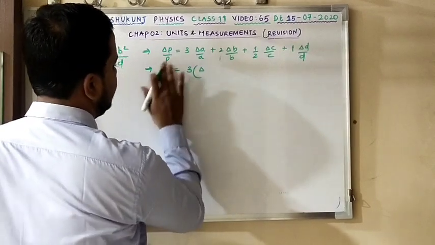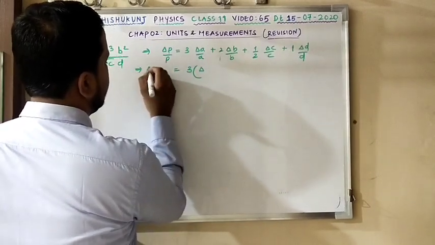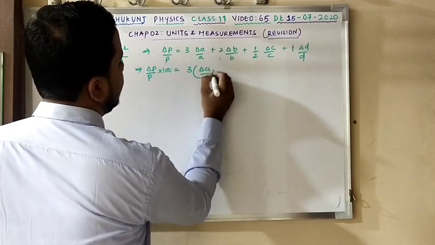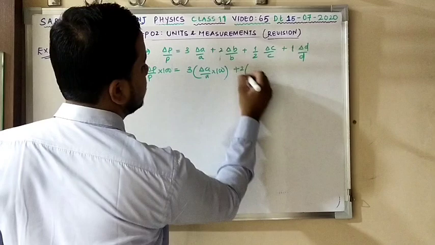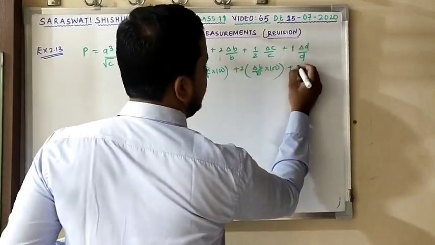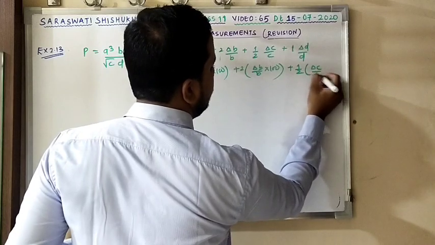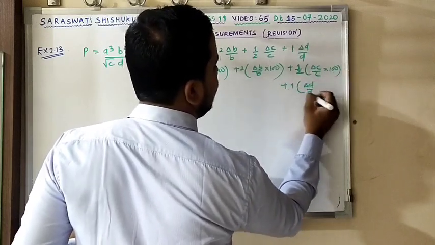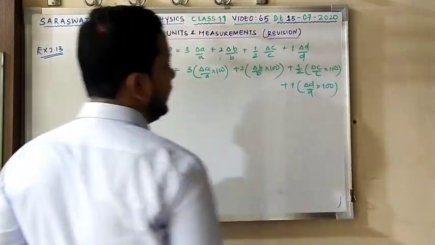I have converted it into percentage error. Delta P by P, I have multiplied by 100 over here. So I can write delta P by P into 100 equals 3 delta A by A into 100, plus 2 times delta B by B into 100, plus 1 by 2 delta C by C into 100, and last one delta D by D into 100. Hope it is clear.